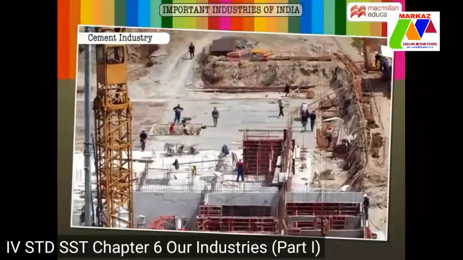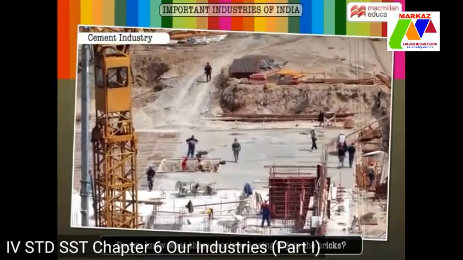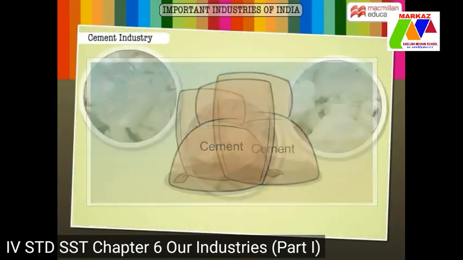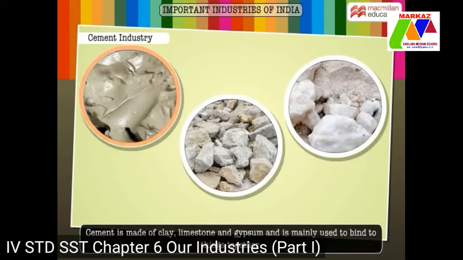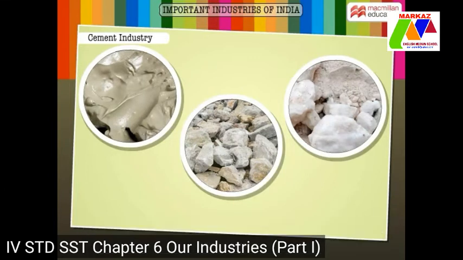This is a construction site. Do you know what these people are using to join the bricks? The answer is cement. Cement is made of clay, limestone and gypsum and is mainly used to bind things together.